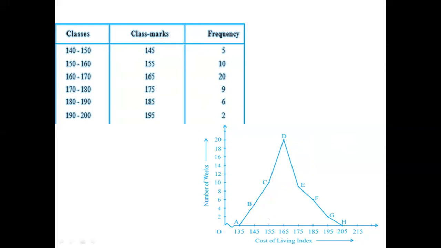Then I go to 155. And here the frequency is about 10. So here. I go to 165, and it is about 20. Then I go to 175, and I see it is for 9. It has to be somewhere here. So this way I continue and I draw the frequency polygon. You'll need to remember, in this case, we make use of class mark and frequency and not the class.